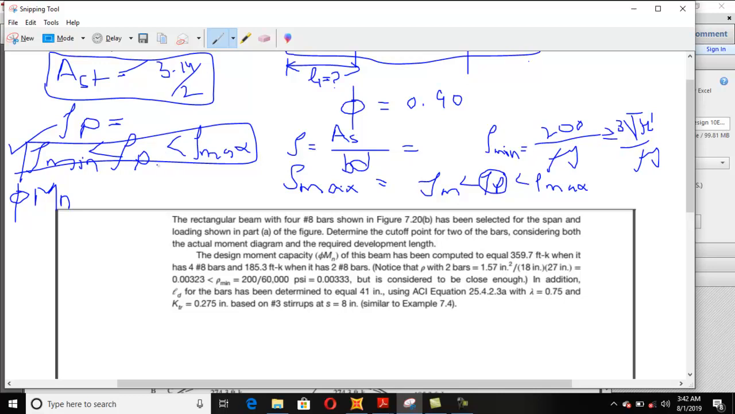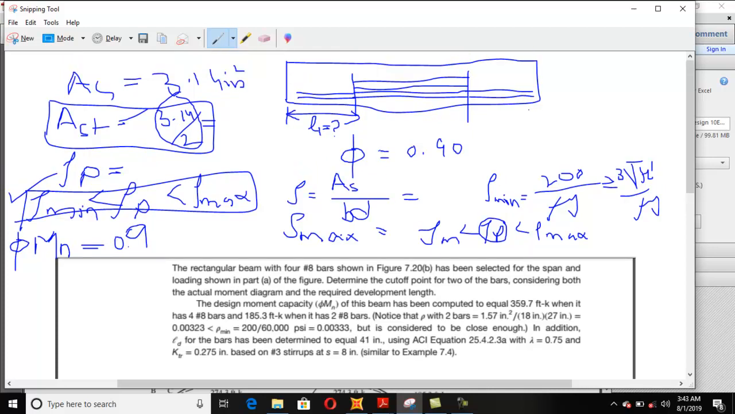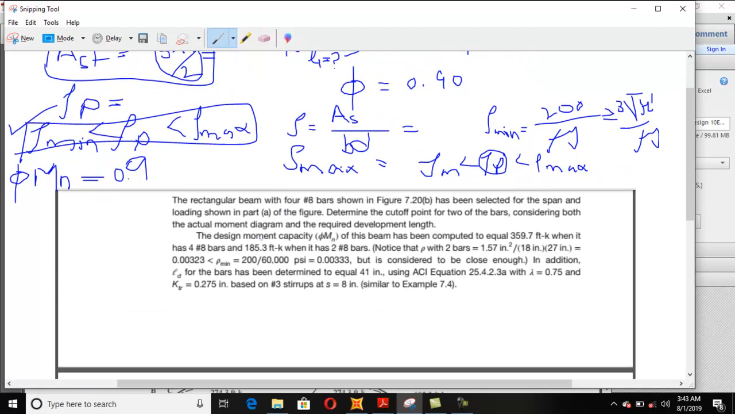So if this check is satisfied, then you need to proceed further and determine the moment capacity of the 2 bars. You will select this steel area, and you will use the basic moment equation, this equation. Clear? The basic equation is As fy (d minus a over 2), and you will calculate a.